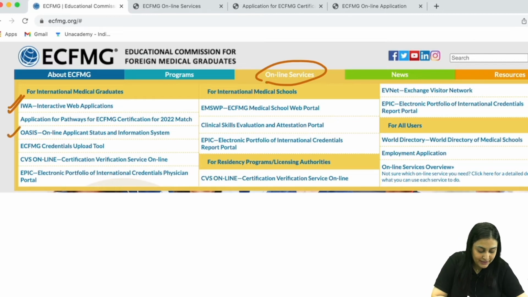In that you also have the OASIS page, which is the Online Applicant Status and Information System, wherein you'll also get the information about where your registration is in the process at the moment, and where you are in the entire scheme of things. So this is the main page where you will get all the information about the nitty-gritties of the application process.